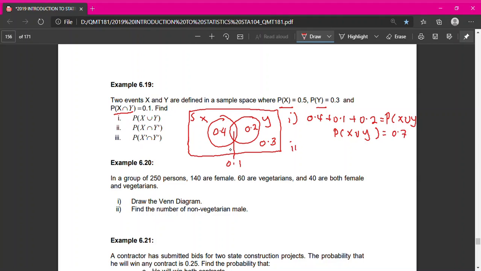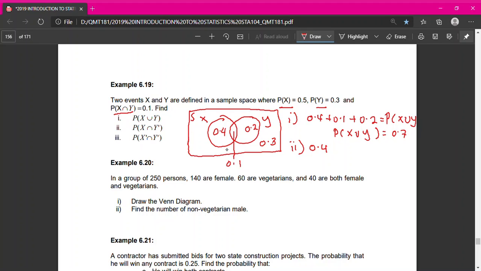Okay, yang kedua. Probability of X, ni X, intersect dengan Y complement. Selain daripada Y. Selain daripada Y di luar ni. Selain daripada Y di luar ni semua sekali ni lah. Selain daripada Y. Intersect dengan X. Tapi intersect dengan X. So yang ni sahajalah. So the answer will be 0.4.